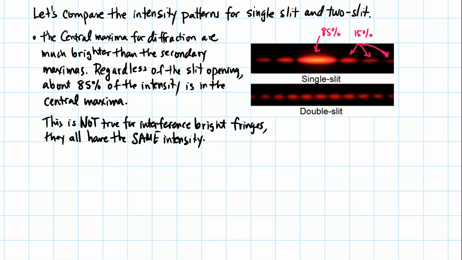This is not true for interference bright fringes. They all have the same intensity. That means this one, this one, this one, they all have equal intensities.